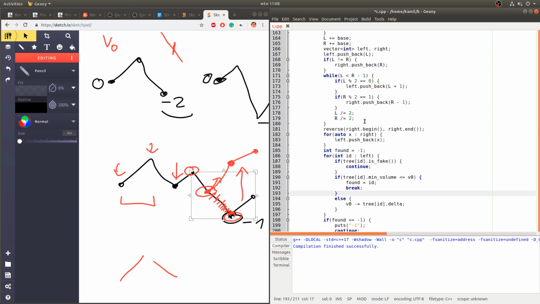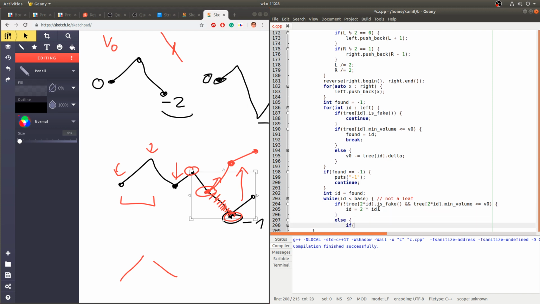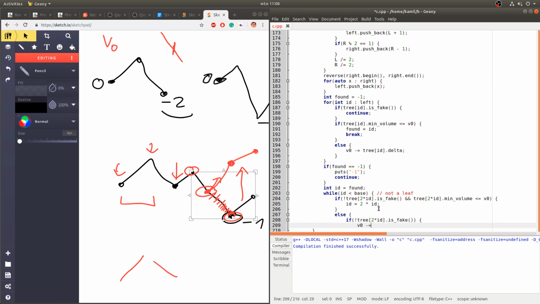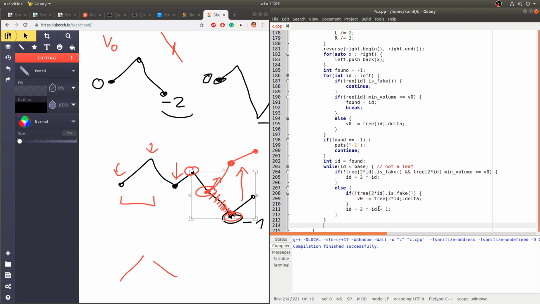Now from this one we go down. If my right child is not empty, if not fake, and tree of 2 times id mean volume is smaller or equal v0, then id is 2 times id. Otherwise, if that one was not fake, then volume minus equal its delta, and we go to the right child. Okay, now we are in a child. Let's assert that this is not a fake leaf.